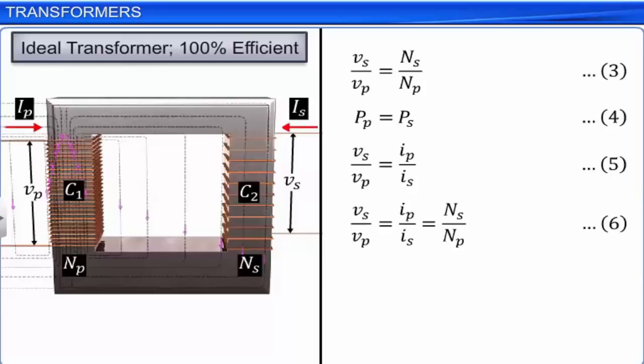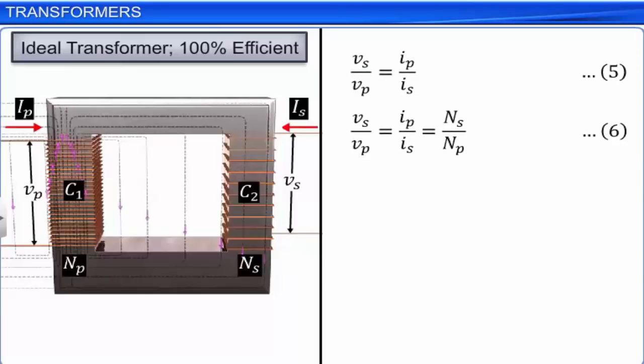Now, we can write the voltage and current in the secondary coil in terms of the voltage and current in the primary coil as shown. Let these be equations 7 and 8 respectively.